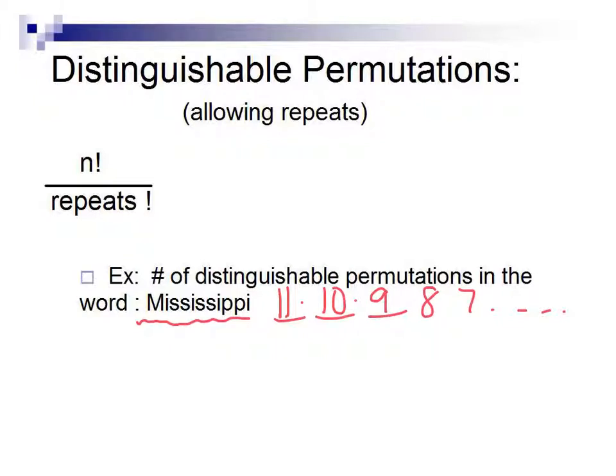And that would be fine if every one of these letters was different. But we're looking for the distinguishable permutations. In other words, if I accidentally mix up these two S's, I'm never going to notice because they look the same. And so I am going to start off and I'm going to do this 11 factorial. But what I have to do is divide out all the times that I switched a couple letters that I'm not going to know the difference of.